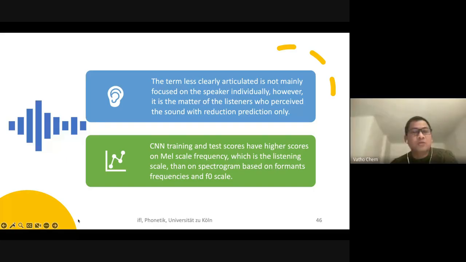For the sound, for the reduction, and lower sound for the spectrogram that we have been using for the production study. Okay, this is a CNN training, and that is the previous talk.